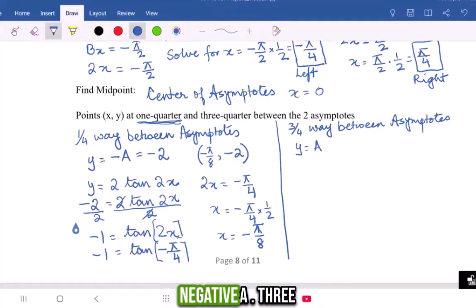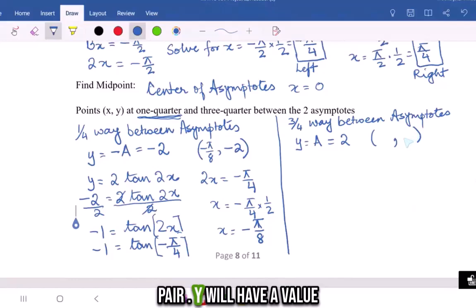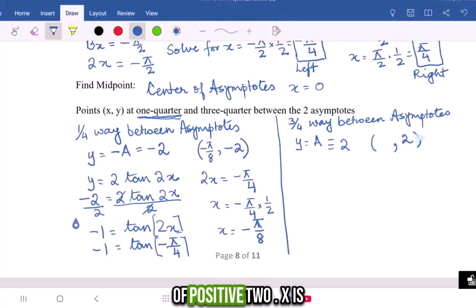1/4 way it was negative a. 3/4 way it's positive a, therefore y equals 2. Let's write it as an ordered pair. Y will have a value of positive 2. X is what we need to find.